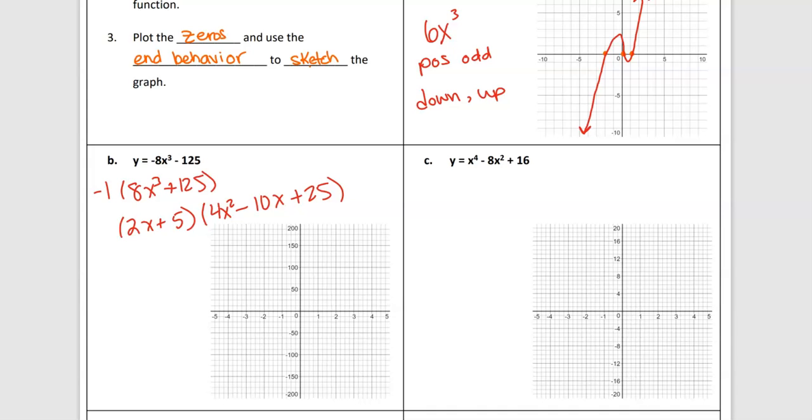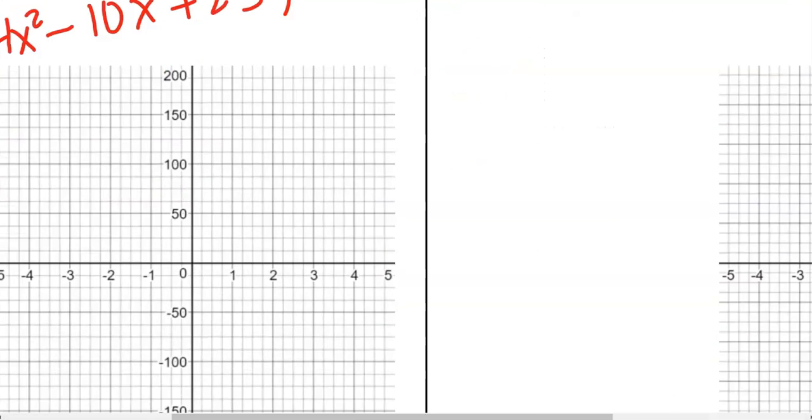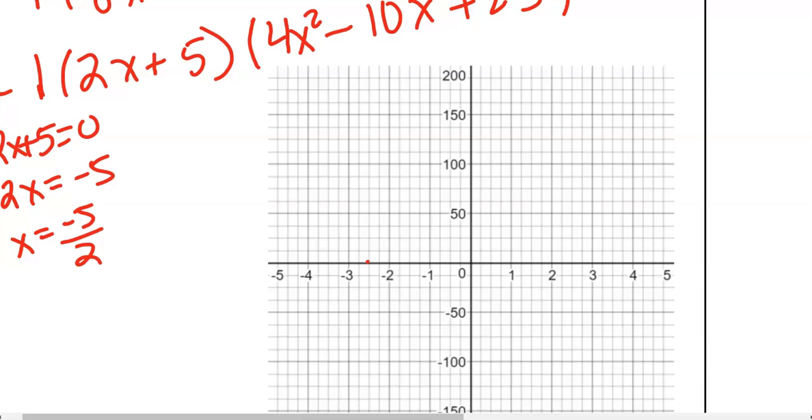Okay, so we have two factors. I got this negative 1 out there. Does that negative 1 give you an x-intercept? No. So do I really care about it? No. So when I solve for x here, 2x plus 5 equals 0. I can subtract 5 and then divide by 2. We get negative 5 over 2. So what is that, negative 2.5? About right here.